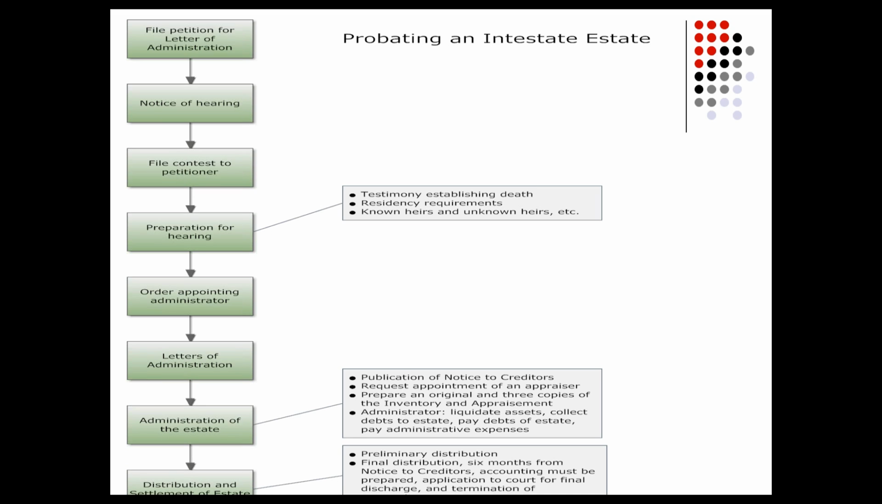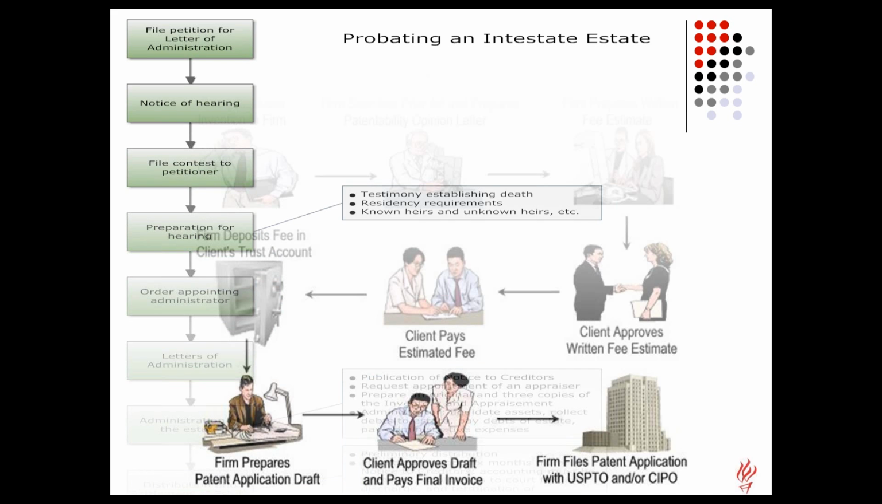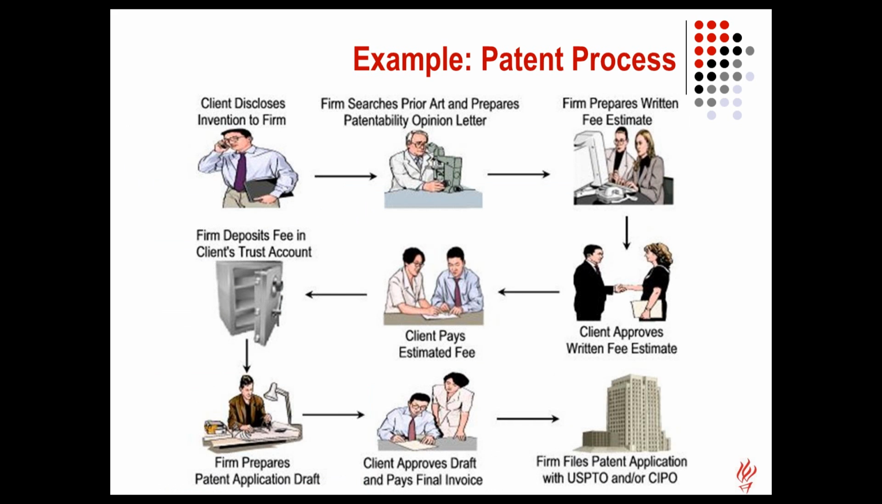But if you look at it, this is a really simple picture. And this is a very generic one, so it may be different in your state, but you can create it any way you want. Petition, notice of hearing, file contest if there is one, preparation for hearing, order appointing the PR, letters of executor, depending on your state, letters of administration with the breakdown of steps over here on the side, and then distribution and settlement. So it is a pretty simple chart, but I think it absolutely captures it. And this is my favorite, and I got a big chart out of this one.